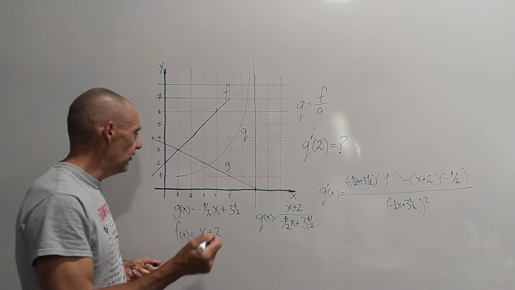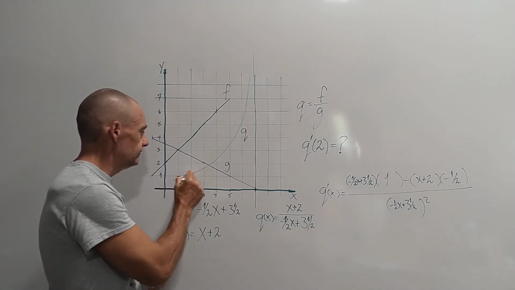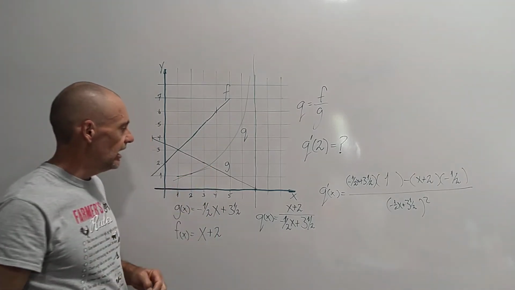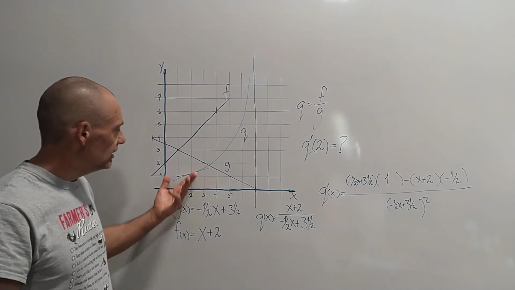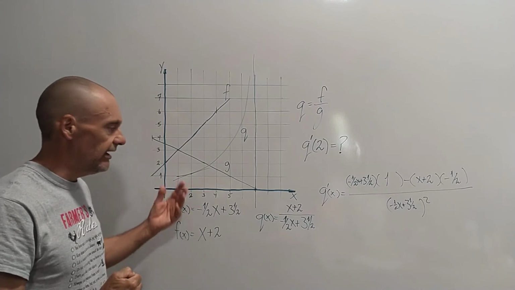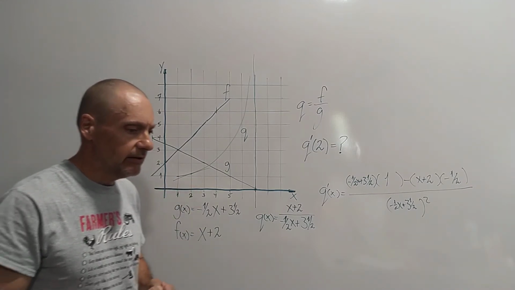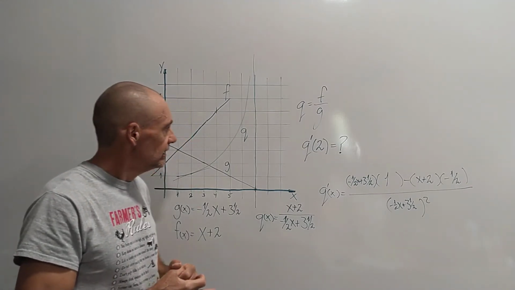You can tell, though, that it's going to be positive, and probably less than 1. You can get some information about it from the graph, but I wouldn't try to nail it just by looking at it.